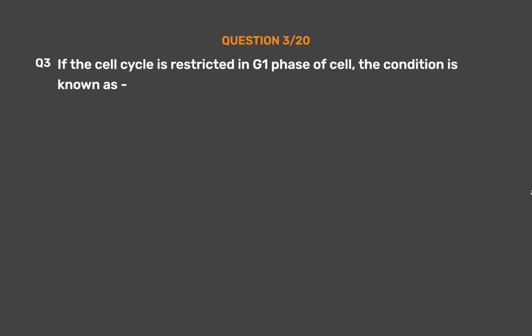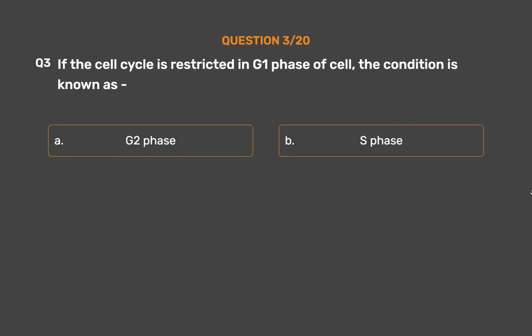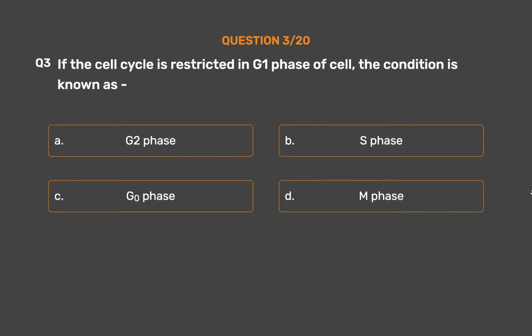Question number 3. If the cell cycle is restricted in G1 phase of cell, the condition is known as underscore. Option A, G2 phase. Option B, S phase. Option C, G0 phase. Option D, M phase.